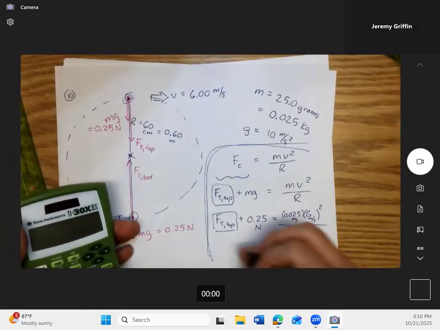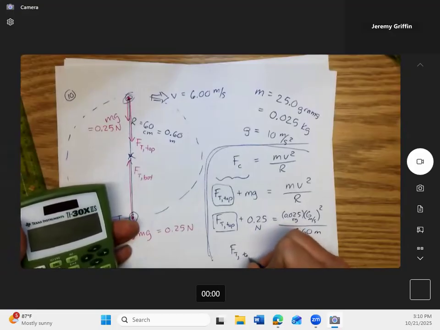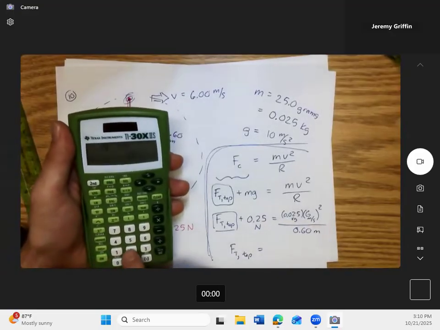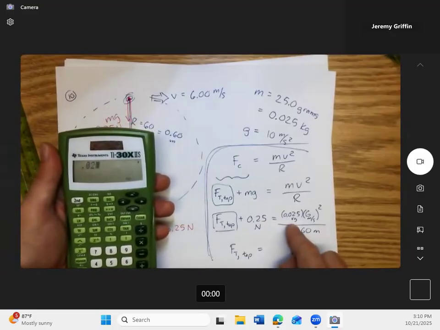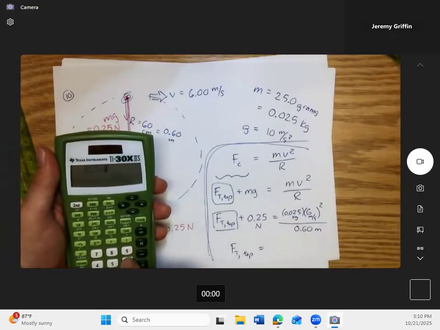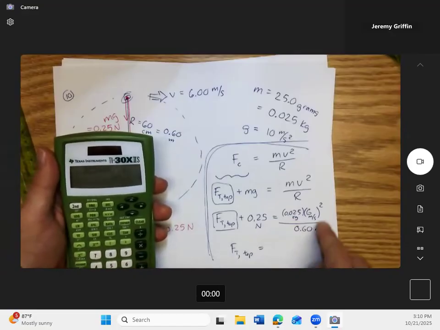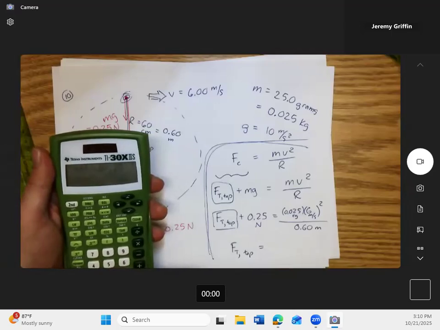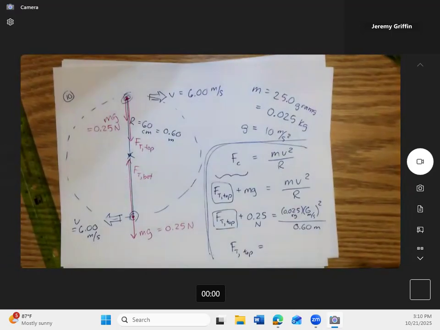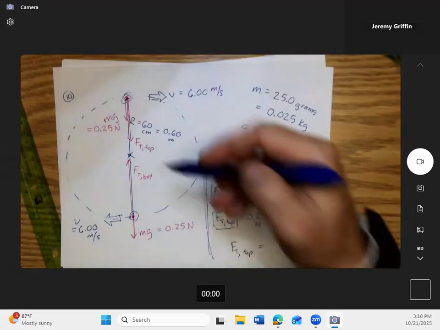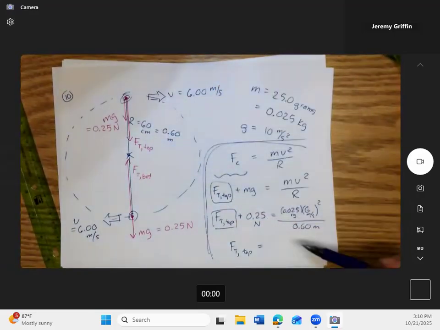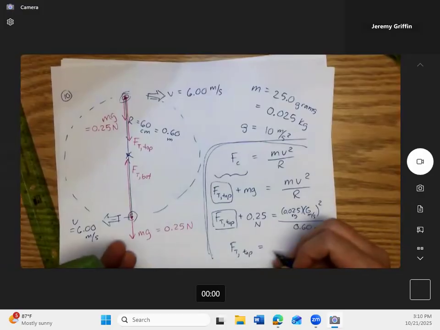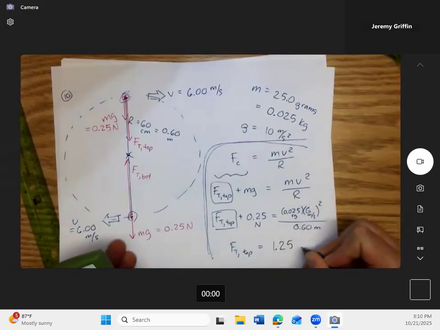So the tension at the top is... You guys go ahead and do this with me. You've got calculators here: 0.025 times 6 squared divided by 0.6. So that's that right there. Then subtract over this weight. I've got the number off screen. Somebody tell me what they got on their calculator screen. What's the tension in the string at the top? 1.25. Oh yeah, 1.25 newtons.